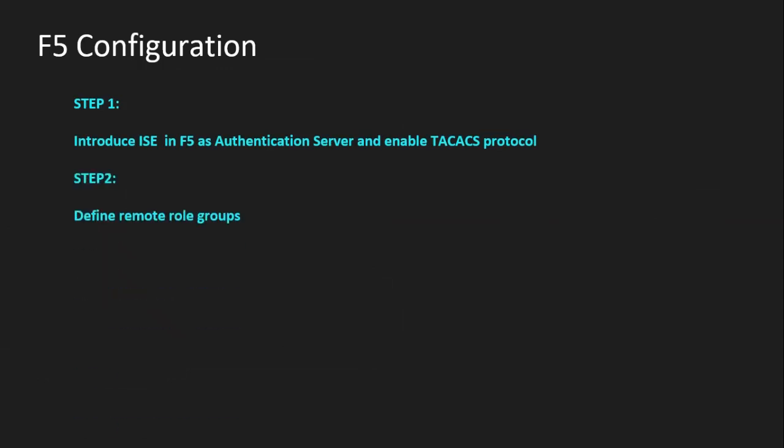The second step would be to define the remote role groups that we have created in our ISE. We are just going to reference the same attributes in our F5 to define what access level has to be provided for a specific user. So with this, let's go ahead and do these steps.